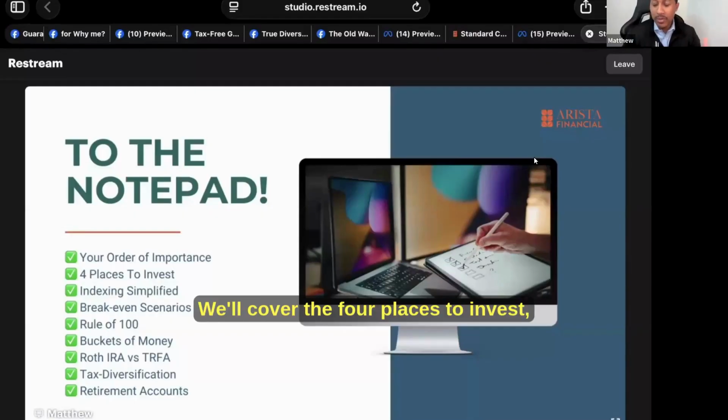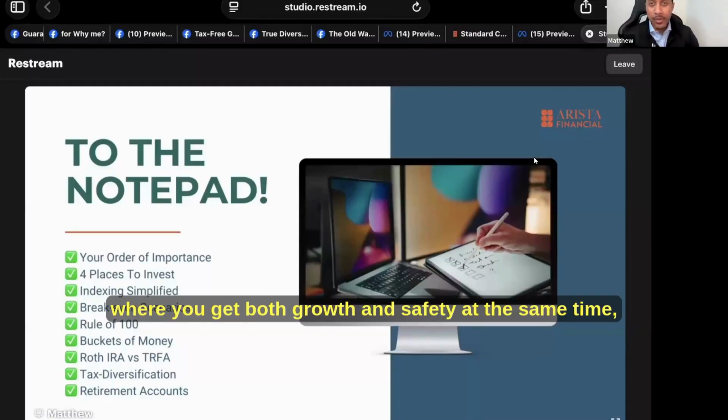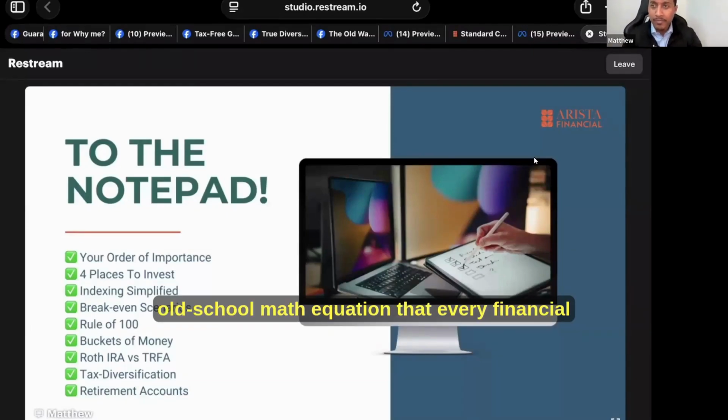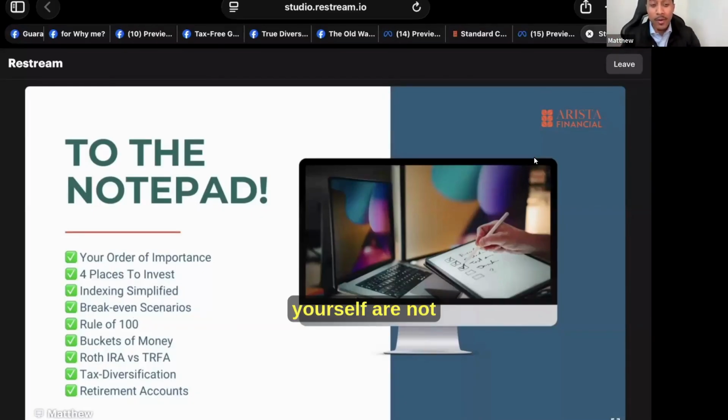We'll cover the 4 places to invest, our indexing simplified, where you get both growth and safety at the same time, our break even scenarios, an old school math equation that every financial professional understands and knows that's there, but either them or maybe possibly yourself are not playing by the rules of the rule of 100. But we'll get into that.